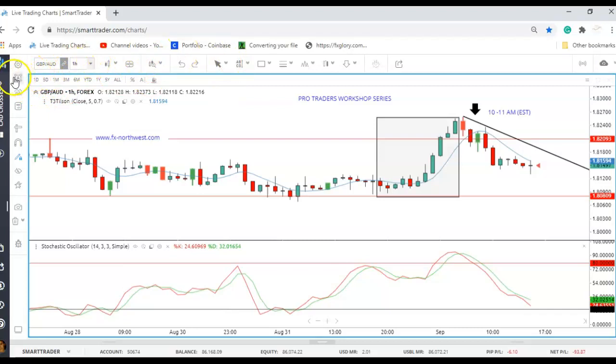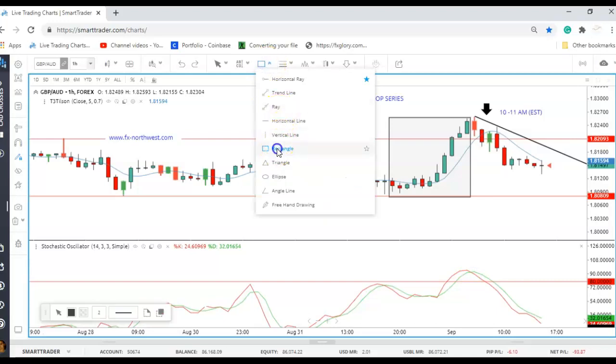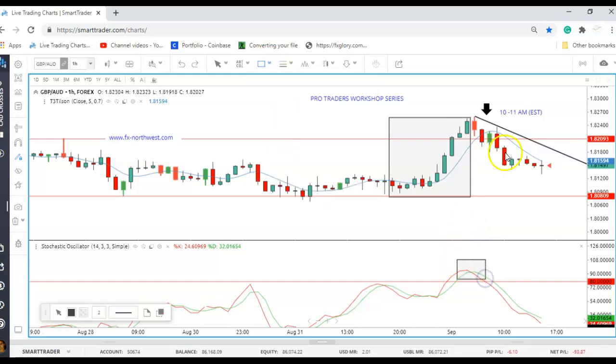So I'd look for reasons to take that trade. And we had what? We had stochastics overbought, right? This is a 1 hour chart. I'm looking at this period of time, 10 o'clock, 11 o'clock Eastern, to exit my position long.